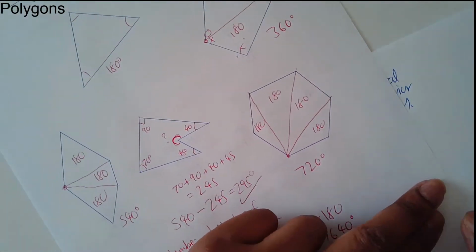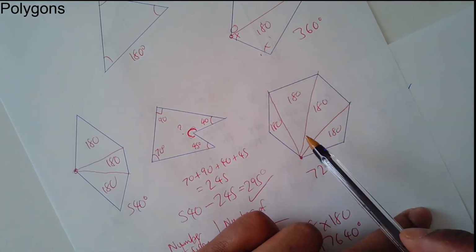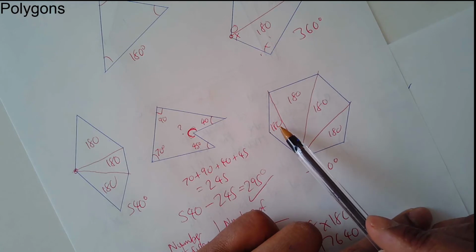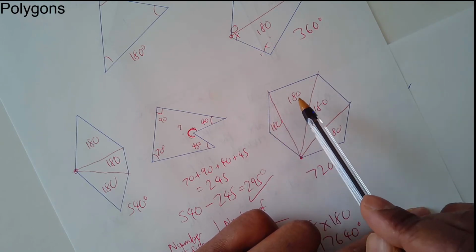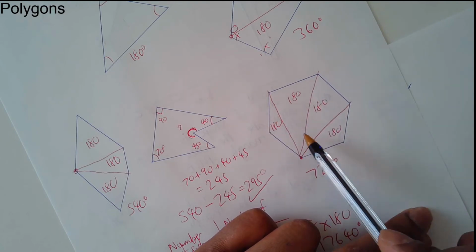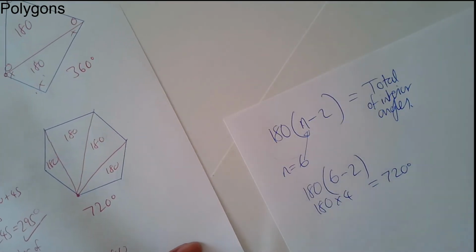As you can see here, a six-sided shape. Previously we saw a six-sided shape split up into four triangles, each one being 180 degrees. They all add up to 720 degrees, which is what we got using the formula.